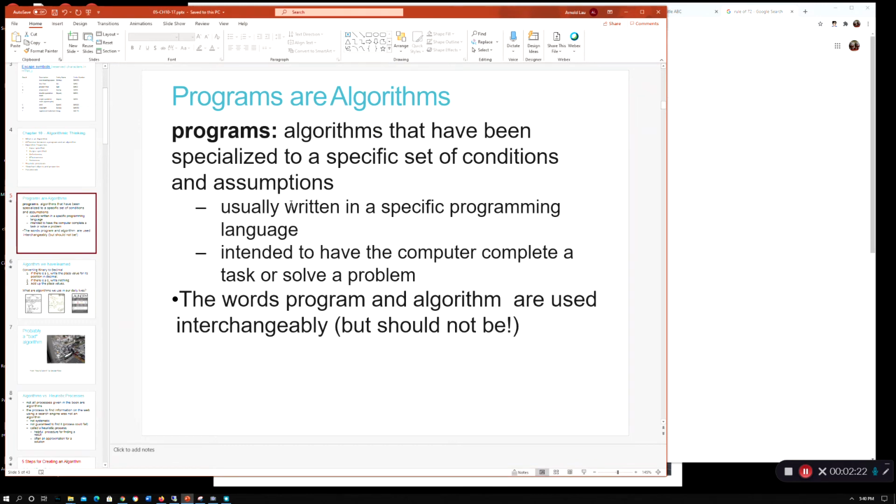There could be different types of implementations, right? I can write in any number of different programming languages. I can implement it; in my case, I was just doing some stuff in Excel. So that's what a program is. A program is an implementation of an algorithm. Like it says here, usually written in a specific programming language. And usually you're having a computer complete the task or solve the problem. Like I said, I just gave you an example of me doing the numeric conversions with the Excel spreadsheet.